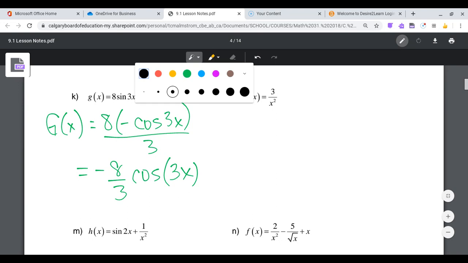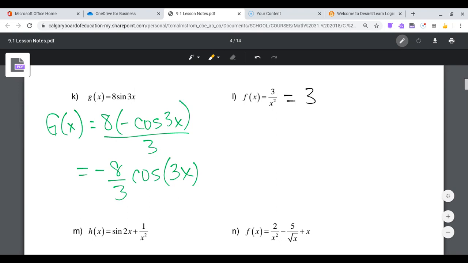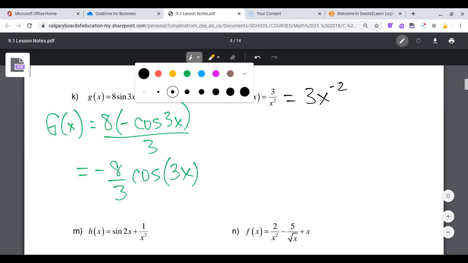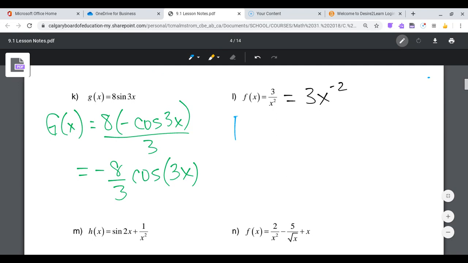Okay, what about L? Well, I might want to write this as 3x to the negative 2. That might be easier before I start my process here. Okay, so this is big F of x is equal to 3 multiplied by x to the power of negative 2 plus 1, which is negative 1, plus c.